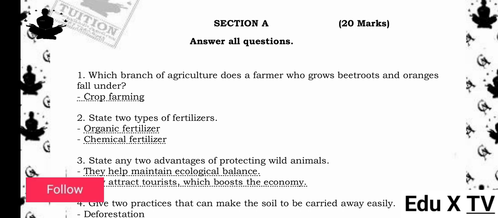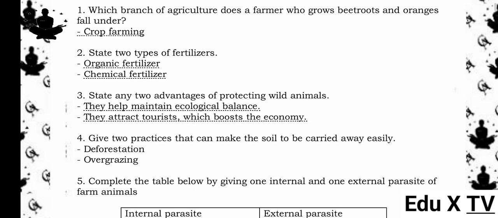1. Which branch of agriculture does a farmer who grows beetroots and oranges fall under? Crop farming. 2. State 2 types of fertilizers. Organic fertilizer. Chemical fertilizer. 3. State any 2 advantages of protecting wild animals.